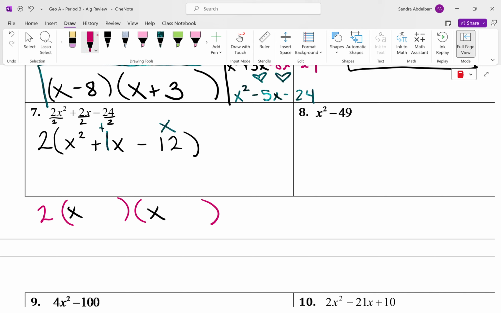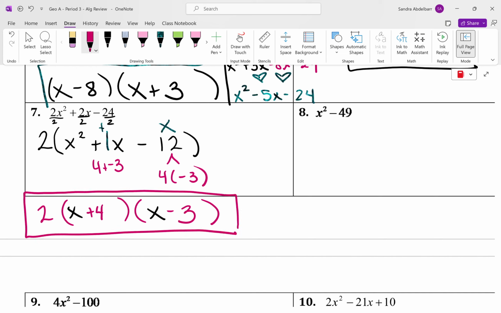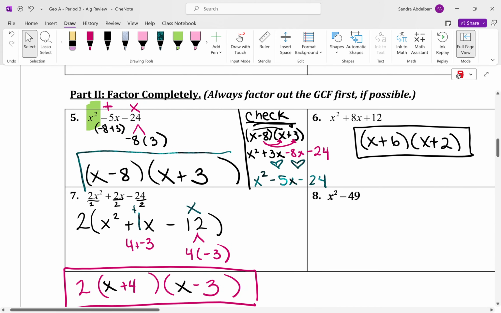James. What'd you say? 4 and negative 3. 4 and negative 3. So we're 4 and negative 3, and then that's a negative 12. Then we check. You got to check the signs. Positive 4 plus a negative 3. Isn't that a positive 1? So we are good. So we are x plus 4, x minus 3. If the 2 is not in front, it is not correct.